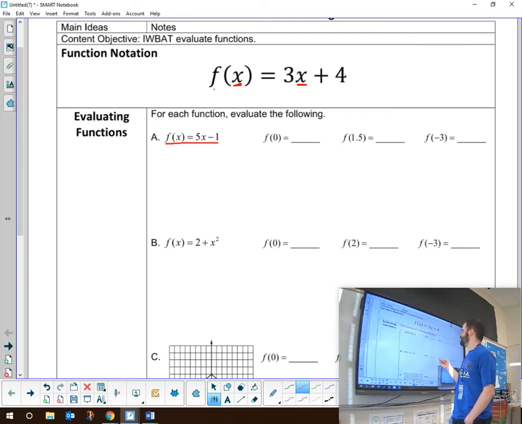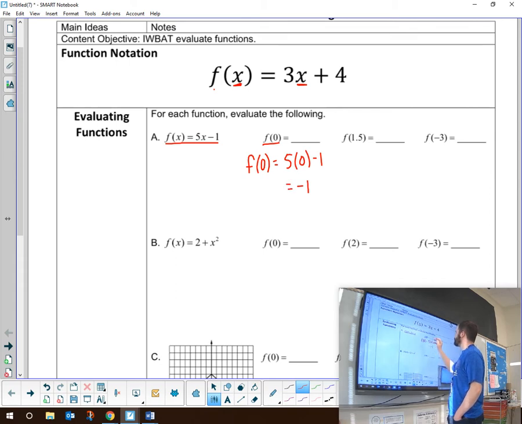Pretty straightforward. Now, when it says f of 0, all it is saying is wherever there is an x in my normal equation, put a 0 there instead. So it's going to be 5 times 0 minus 1. 5 times 0 is 0. 0 minus 1 is negative 1. So f of 0 equals negative 1. All we're doing is taking that value and plugging 0 in for x to see what it gets us.